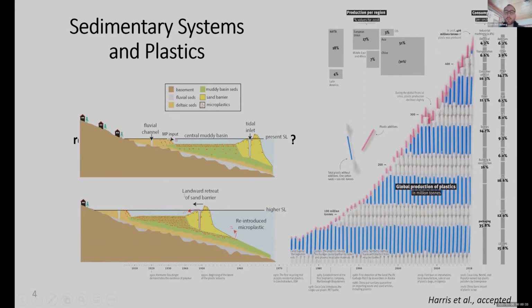The question is, what happens when we have, for example, sea level rise due to climate change? How will the remobilization of sediment perhaps reintroduce previously stored plastics back into our environment? And these are things that we're still trying to understand.